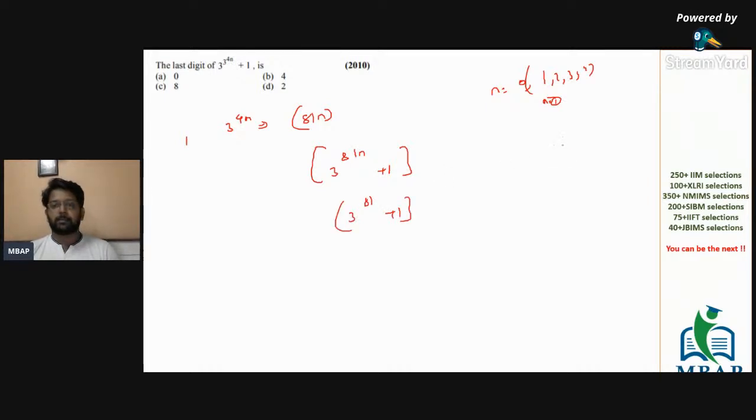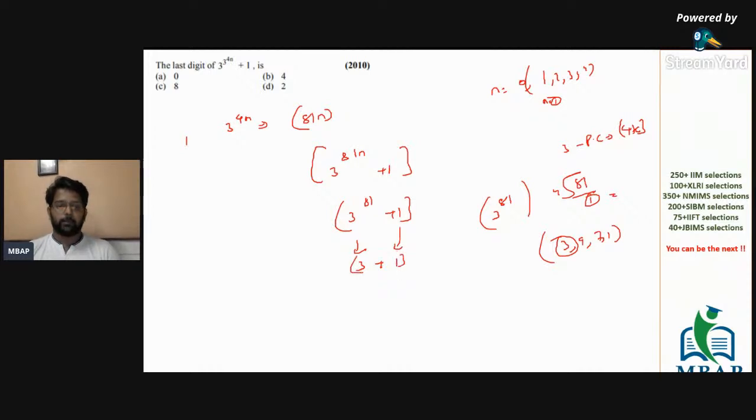Now we know 3 has a power cycle of 4. So every fifth value will be the same as the first value. What we have to find is the last digit of 3 raised to 81. If you divide 81 by 4, you will get a remainder of 1. A remainder of 1 signifies the first value in the power cycle of 3, which is 3, 9, 7 and 1. The first value is 3. So this is going to give you 3, and the other is going to give you 1. If you add 3 and 1, the value will become 4.